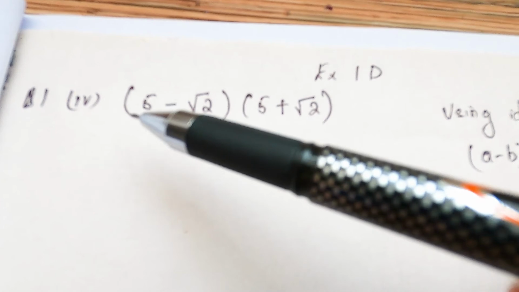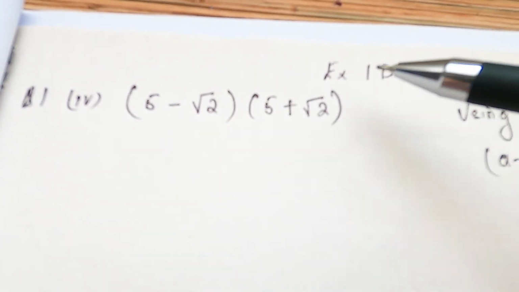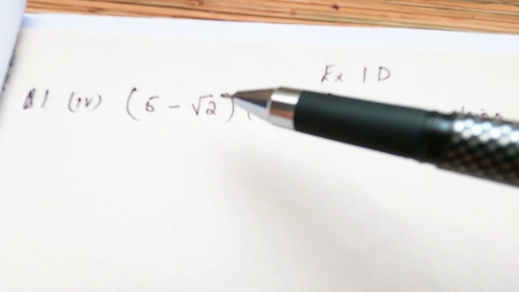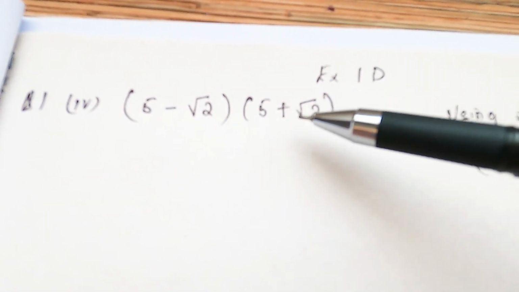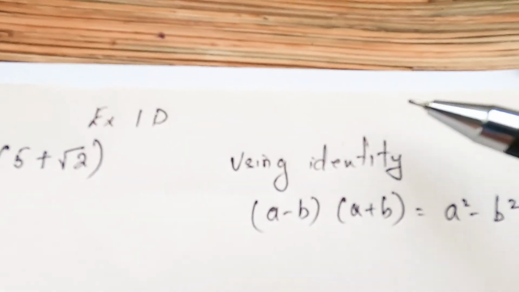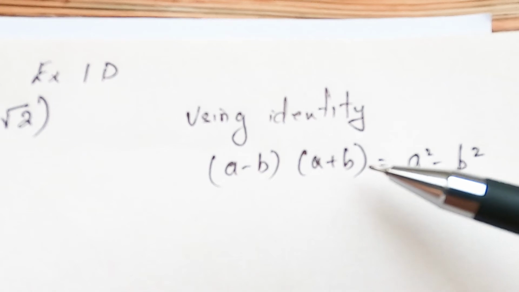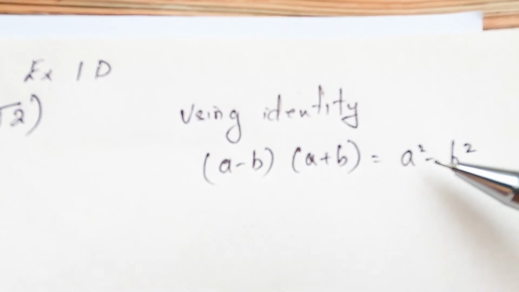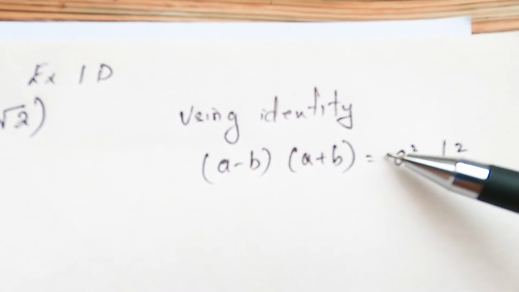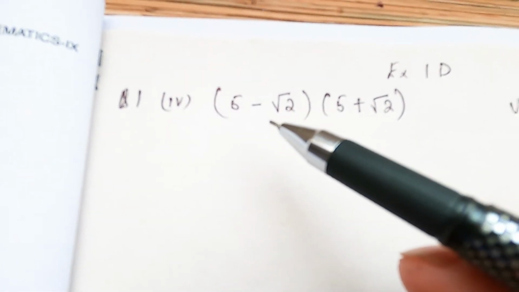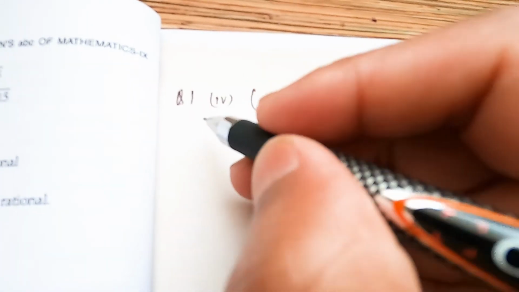All right, now question number 4, exercise 1D. 5 minus root 2, and then we have 5 plus root 2. So in this case we will be using the formula (a minus b)(a plus b), so we will be getting a square minus b square. So we will use this identity to solve this one, and we will find out whether it is a rational or irrational number.